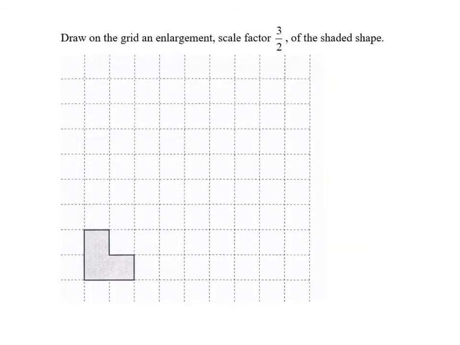Draw on the grid an enlargement of a scale factor 3 over 2. So this is going to be enlarged. We're going to multiply by a scale factor that is large. So this is 3 over 2 to the shape, times 3 over 2. Let's start with a corner. Okay, one particular point. There is a square of 2 vertical upright squares.